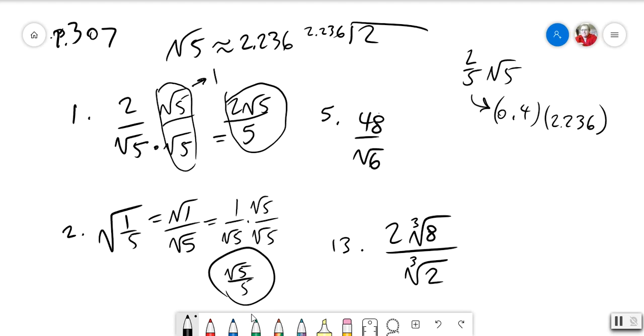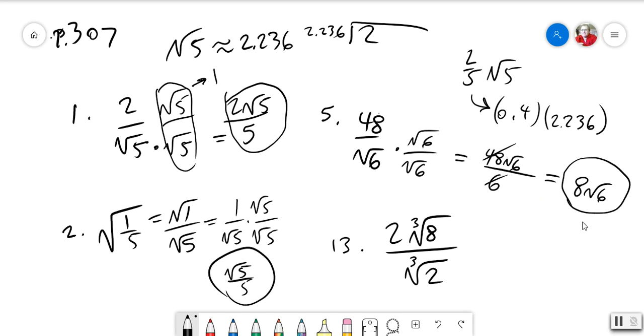You look at 13. Oh, wait, I'm sorry, 5. We've not done 5 yet. You say, well, let me actually write that differently. I'm going to multiply it by the root of 6 over itself. So you're going to get 48 times the root of 6. Root of 6 times itself is 6. Well, 6 goes into 48. 6 times 8 is 48. That's my final answer, 8 root of 6.